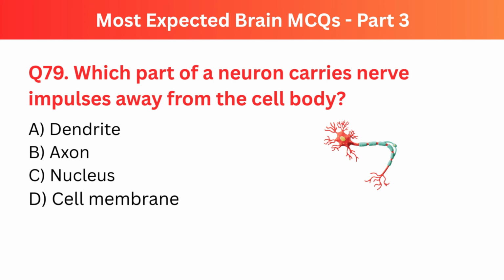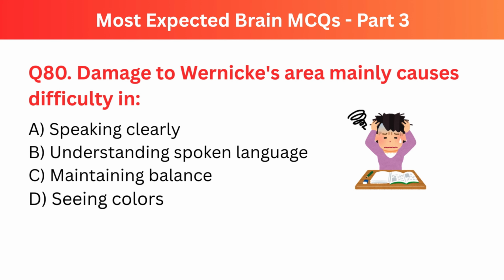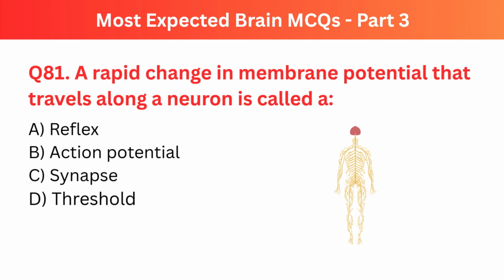Question number 79. Which part of a neuron carries nerve impulses away from the cell body? The right option is B. Axon. Question number 80. Damage to Wernicke's area mainly causes difficulty in. The right option is B. Understanding spoken language.